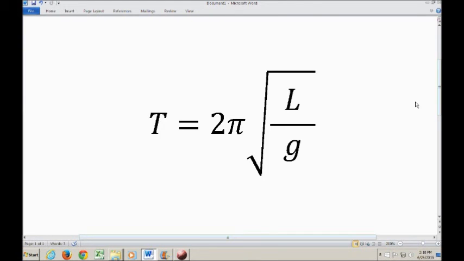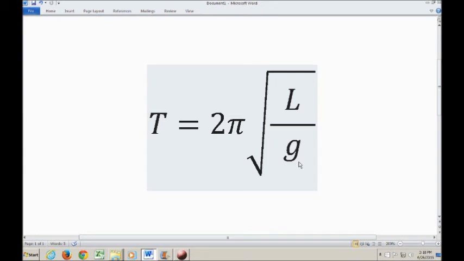This is equation 1 in your lab manual. The point of this experiment is that we're going to get an experimental value for g, the acceleration due to gravity near the surface of the Earth, and we're going to compare it to the known value. So you will have an experimental value for g, and you compare that to 9.81 to see whether your value agrees within uncertainty with the known value.